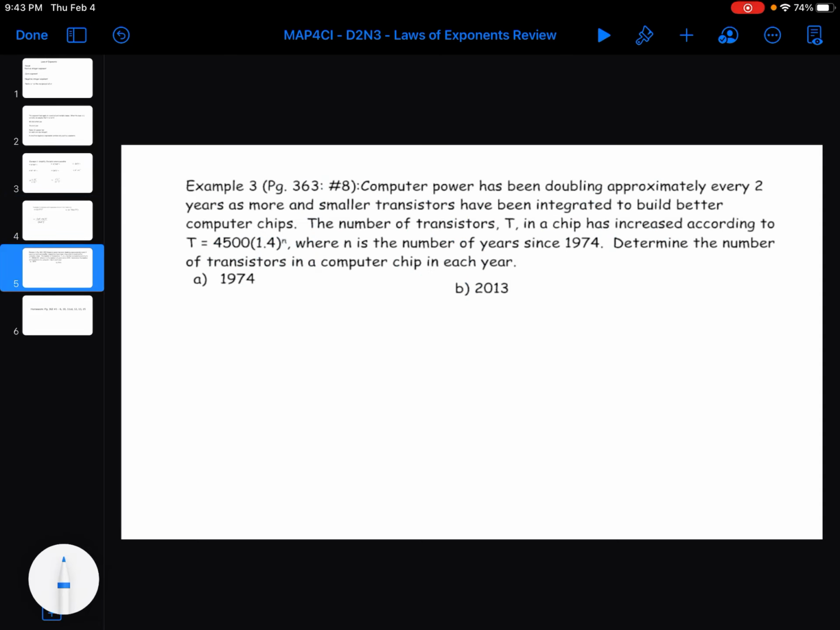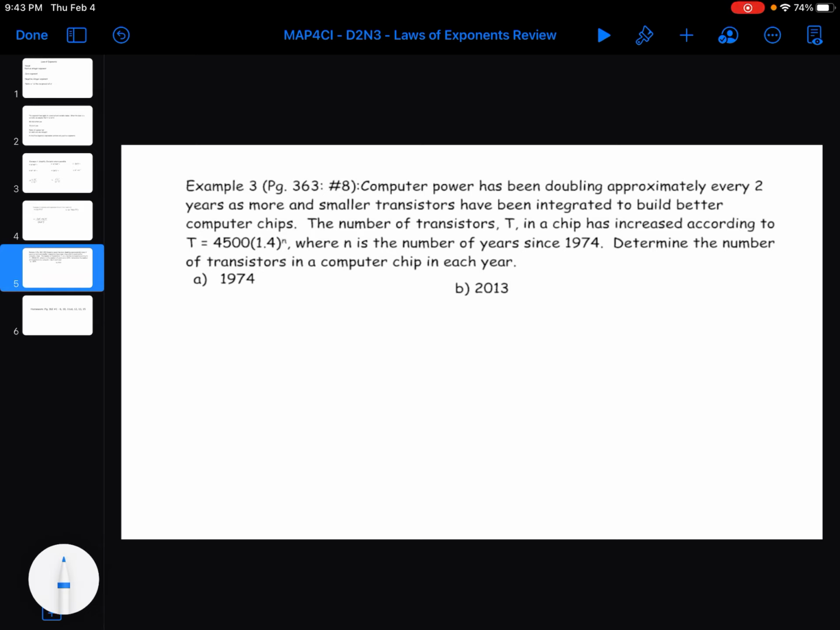All right, last one. So this is something that we did, or this is out of your notebook. So computer power has been doubling approximately every 2 years as more and smaller transistors have been integrated to build better computer chips. It's actually probably an old stat. It's probably faster now. We've got our formula. The number of transistors equals 45,000 times 1.4 to the n, where n is the number of years since 1974. Determine the transistors in a computer for each of these years.